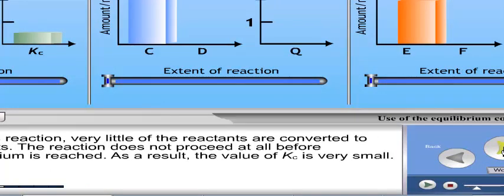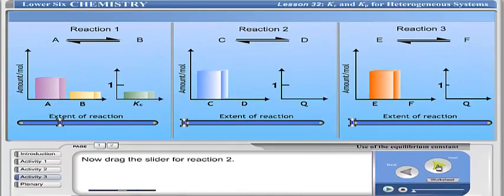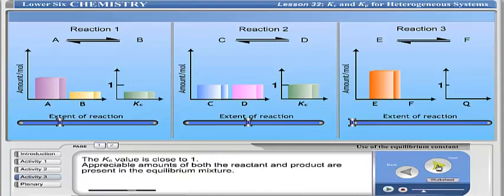For this reaction, very little of the reactants are converted to products. The reaction does not proceed at all before equilibrium is reached. As a result, the value of Kc is very small. Now drag the slider for reaction 2. The Kc value is close to 1. Appreciable amounts of both the reactant and product are present in the equilibrium mixture.